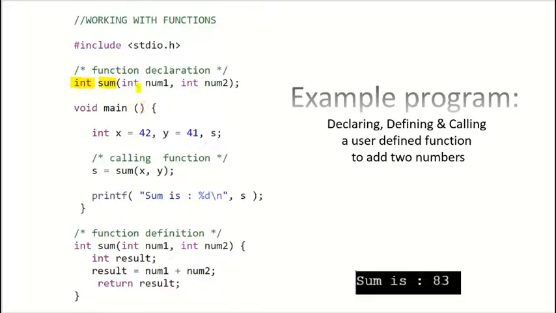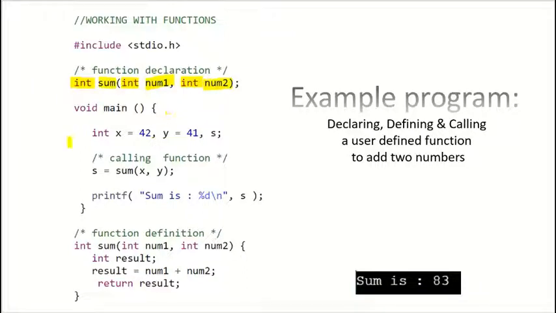So these are my arguments, num1 and num2, which I will pass to the function for calculating the sum. num1 is int type and num2 is also integer data type. So this is all about the function declaration: the function name, the return type, and the argument list separated by commas.